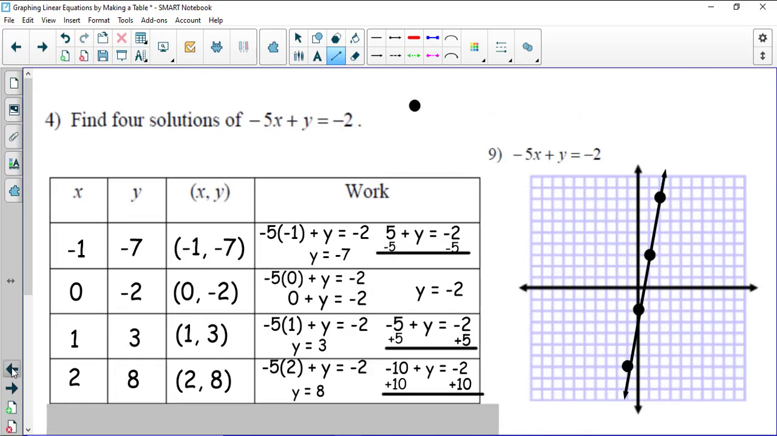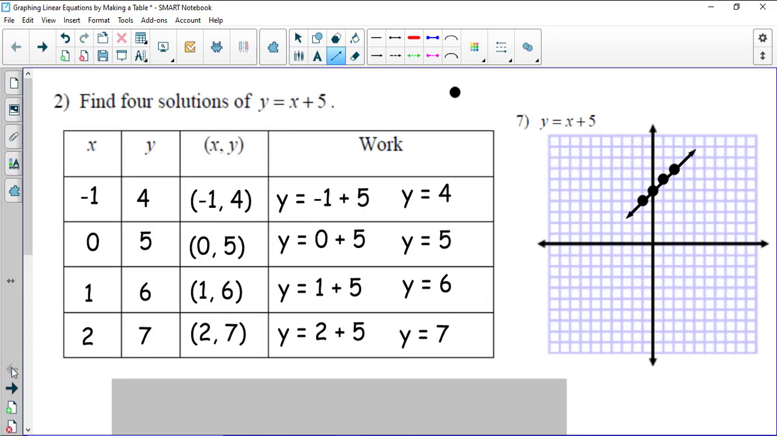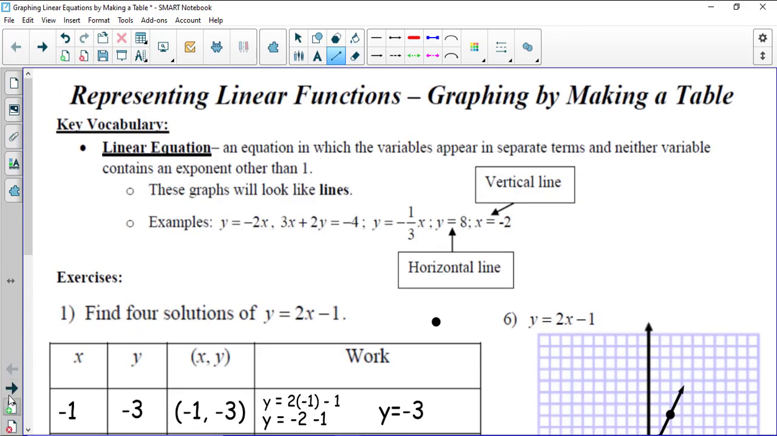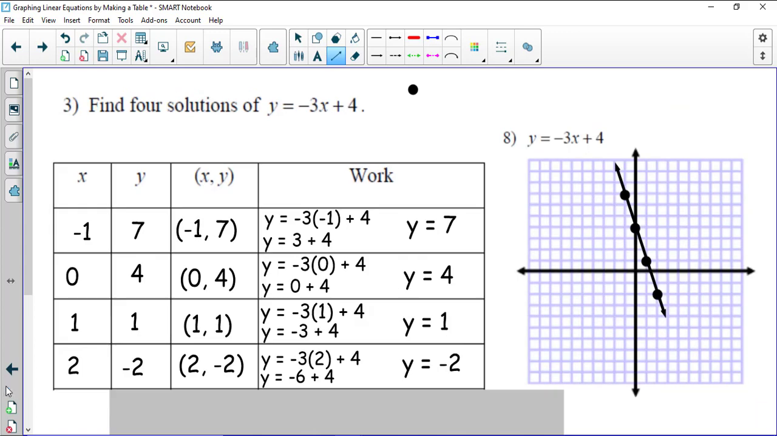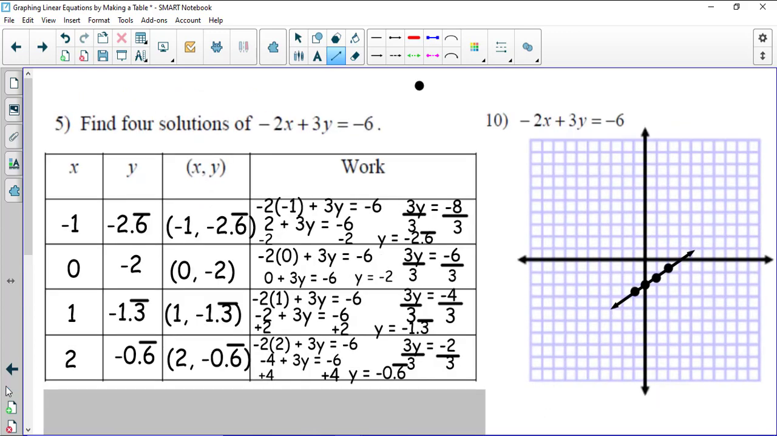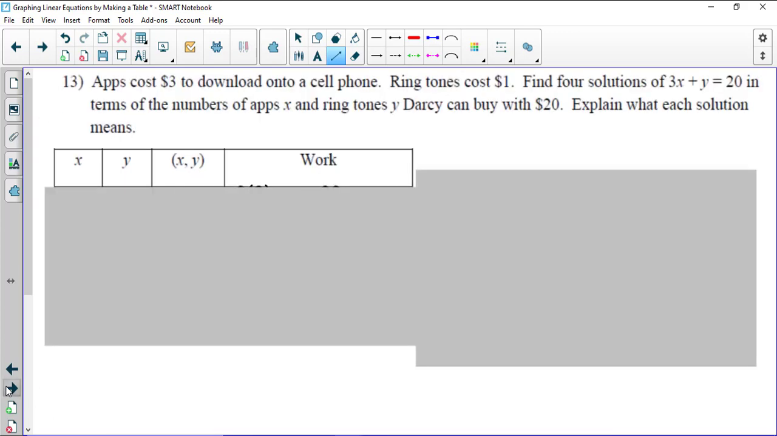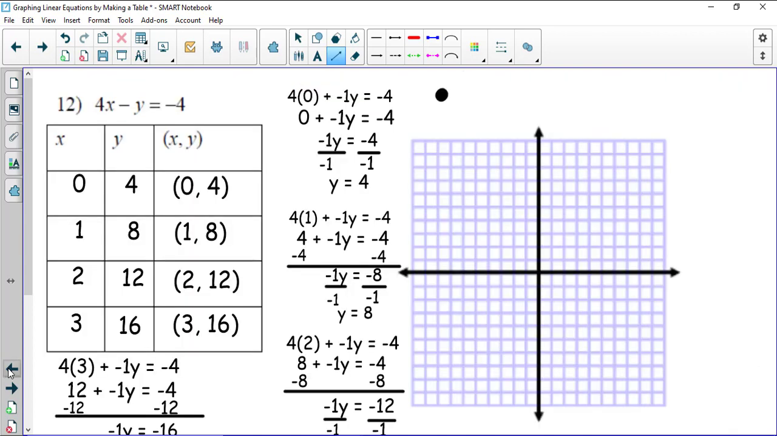So at this point, you should have all the way up through question number 11 done, because remember, we did the graphs as we were doing our tables as well, the ones that matched up. So our next question here is number 12, and in question number 12, I didn't cover any of this stuff up, so we'll take a look at all of our work step by step here. This problem has us making a table and graphing 4x minus y equals -4.